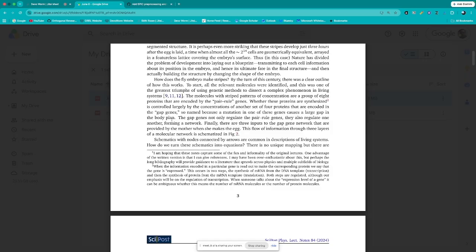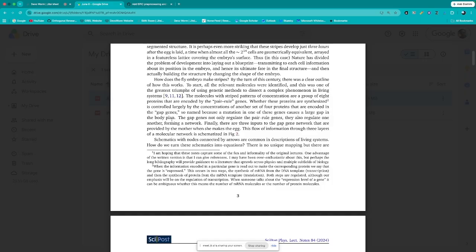So the gap genes are so named because a mutation in one of these genes causes a large gap in the body plan. The gap genes not only regulate the pair rule genes, but they also regulate one another, forming a network. So we can use things like a body plan or reaction diffusion morphogenesis as a starting point. And we tend to find these sorts of nuances and other types of things in different systems, and we can then explain them using the same framework, but we get more detail as we go along.